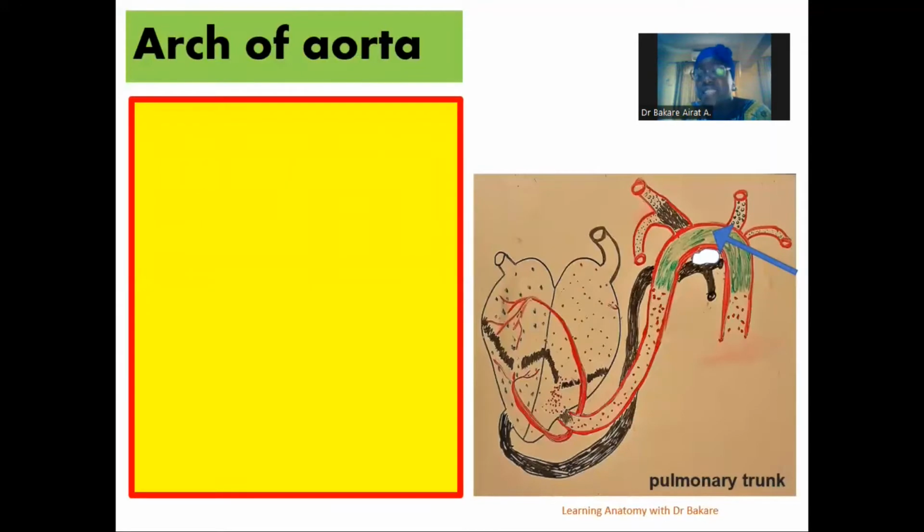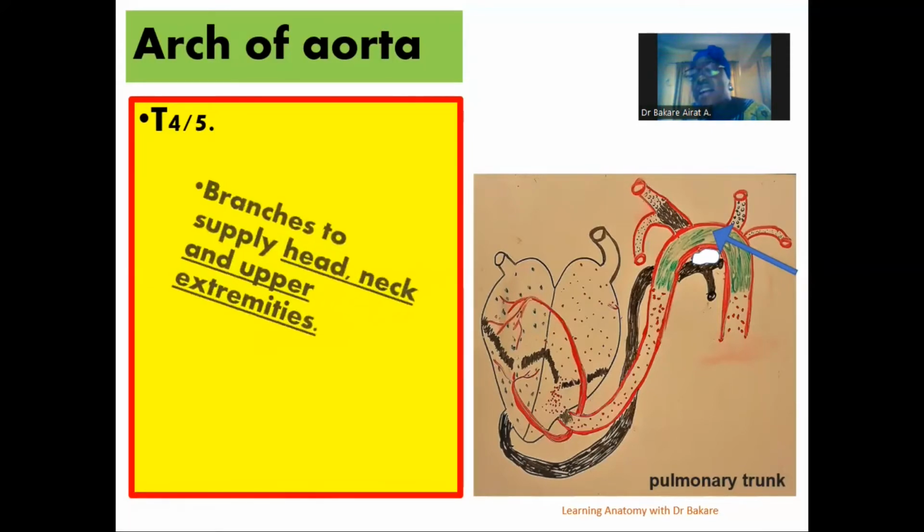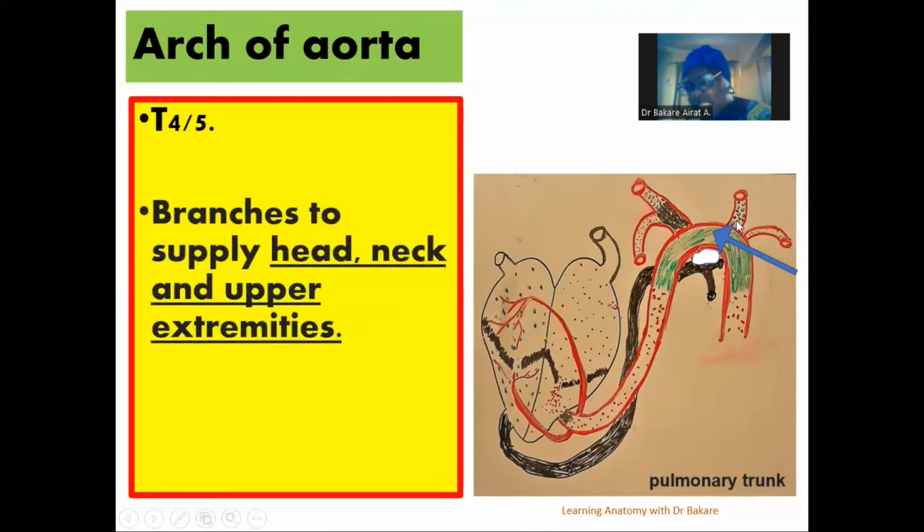After the ascending aorta, we have the arch of aorta, and the region highlighted in green is the arch of aorta. This region tallies with the level of the sternal angle of Louis, which is at the level of the T4, T5 thoracic vertebra. On this region, we have the emergence of vessels. If you look at the arch of aorta, we see that we have three emergences. These basically supply the upper region of the body, and this includes the head and neck region and also the upper limb.